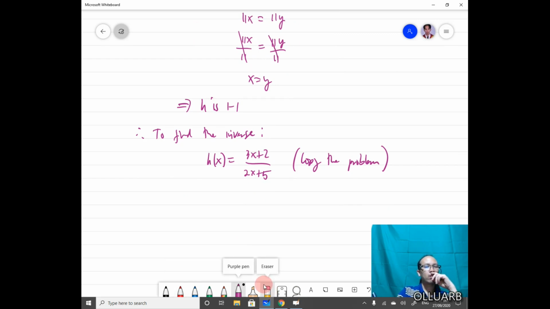So y is equal to 3x plus 2 over 2x plus 5. Then cross multiply. We have 2x plus 5 times y is equal to 3x plus 2. This is over 1.